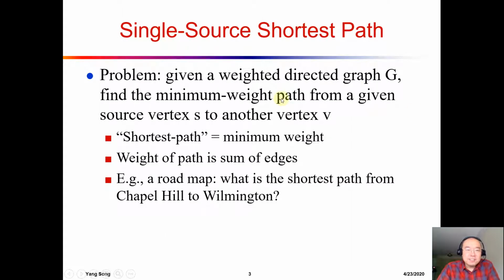Today we are going to move on to solve another type of problem, which is the single source shortest path. So the problem is, if we have a weighted directed graph, we want to find the minimum weight path from a given vertex S to another vertex V. That is called a shortest path.